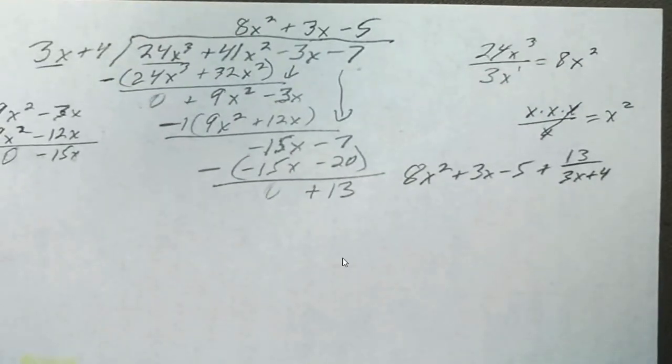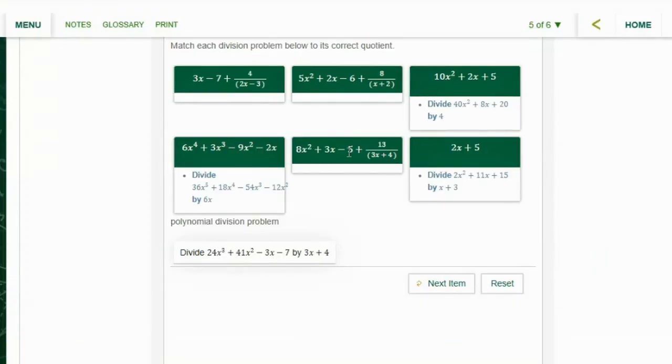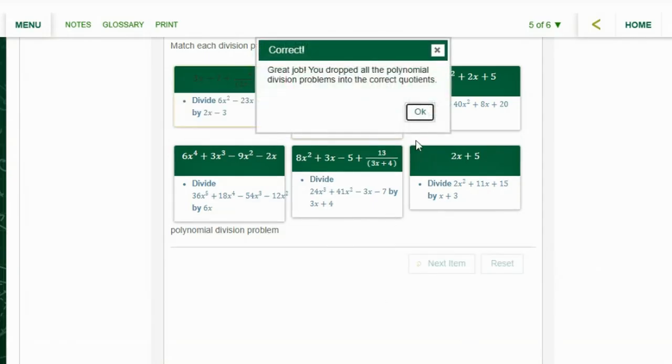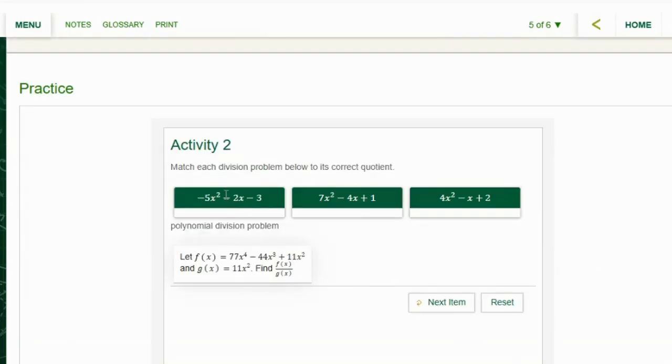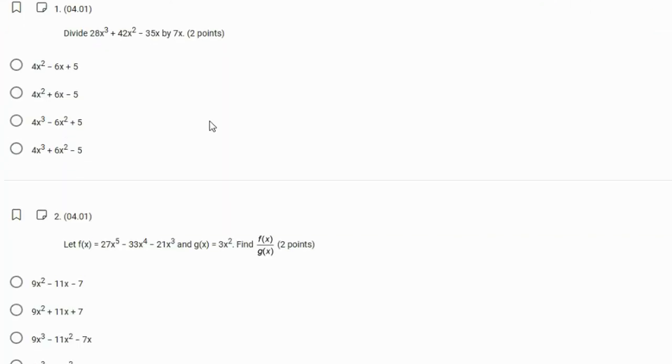So we're looking for that answer, 8x squared. There it is, 8x squared, right there. And that one will go there, and that one will go there. And then you got another page over here. This one gives you f of x and g of x. And when you divide this, you should get one of these answers. So let's look at the assignment that goes with this, because I want to get to synthetic division.